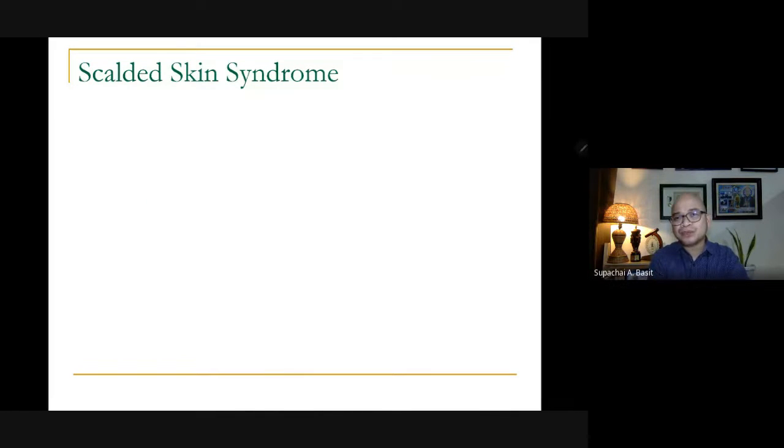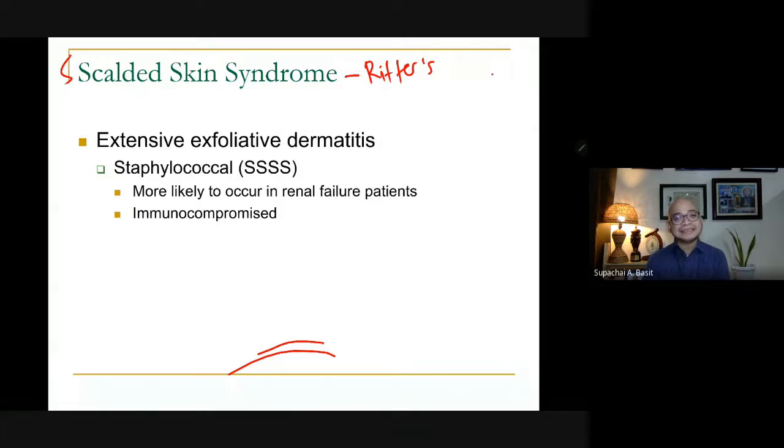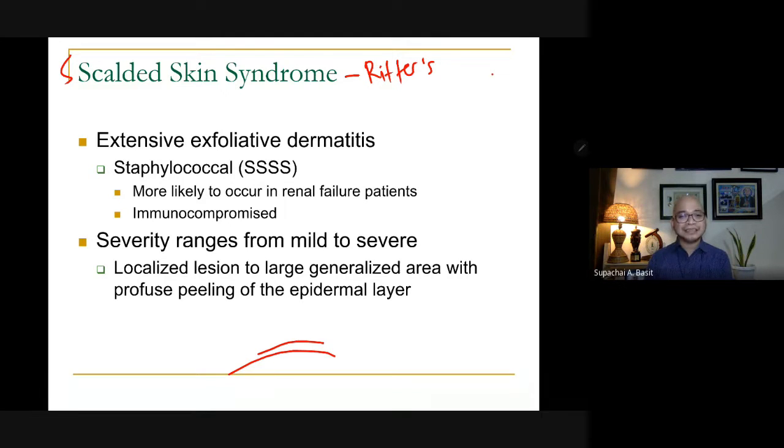And then a while ago, we were talking about the SSSS, the Staphylococcus scalded skin syndrome, otherwise known as Ritter's disease. There is an extensive exfoliative dermatitis, most likely to occur among renal failure patients and immunocompromised patients. Severity would range from mild to severe. When you say mild, there would just be localized lesions, and severe would generally have more area coverage when it comes to lesions.